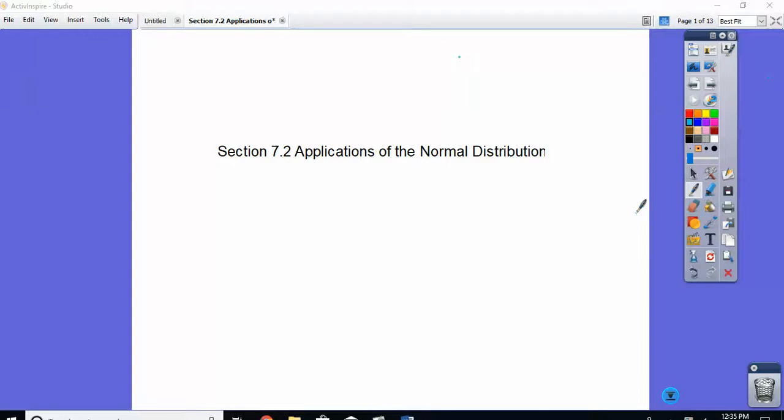We are continuing to talk about the normal distribution today. We looked at it yesterday with just some very basics. What does the graph look like? How do you find mean and standard deviation? What we're looking at now is actually calculating probabilities from it.